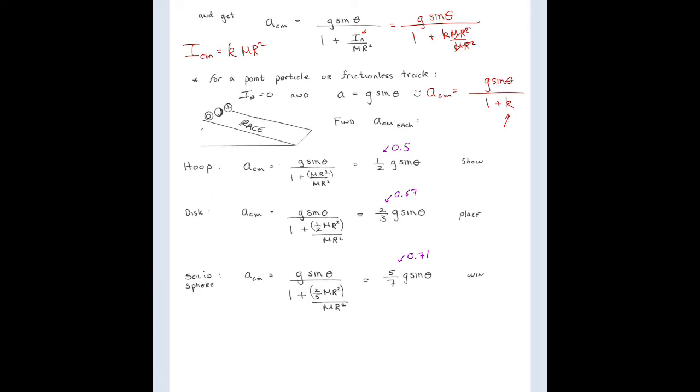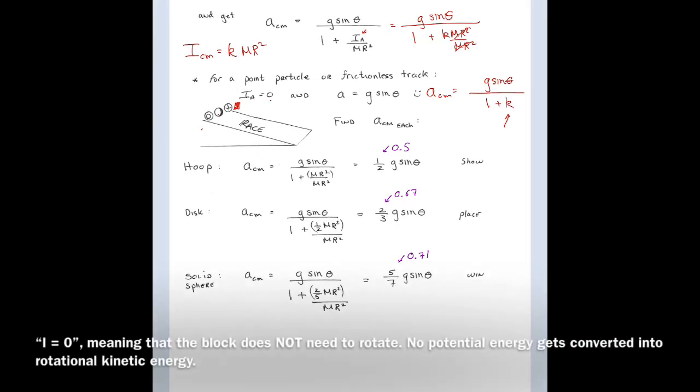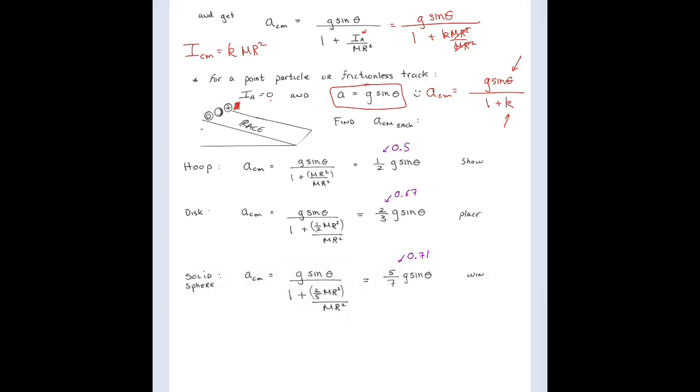So here, all three of them are lined up for the race. Now, if I just had a point particle, or a block, and it was frictionless, then it wouldn't rotate. So the moment of inertia would be 0, and then this would reduce to just a 1 in the denominator, and my acceleration would be g sine theta. So that was, again, one way to check to see if that answer could possibly make sense.